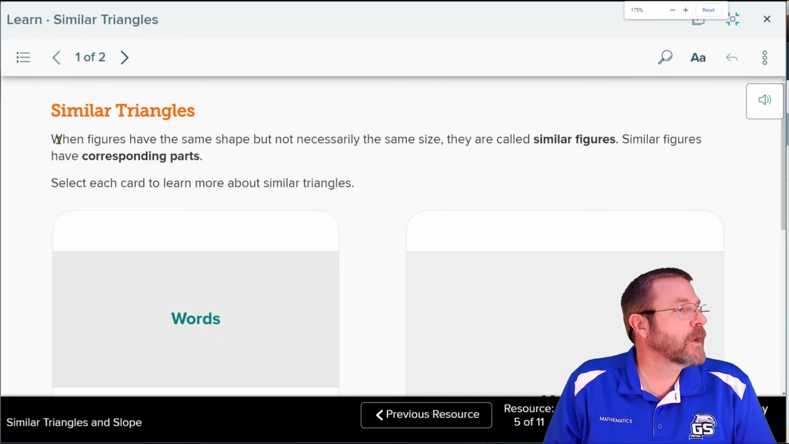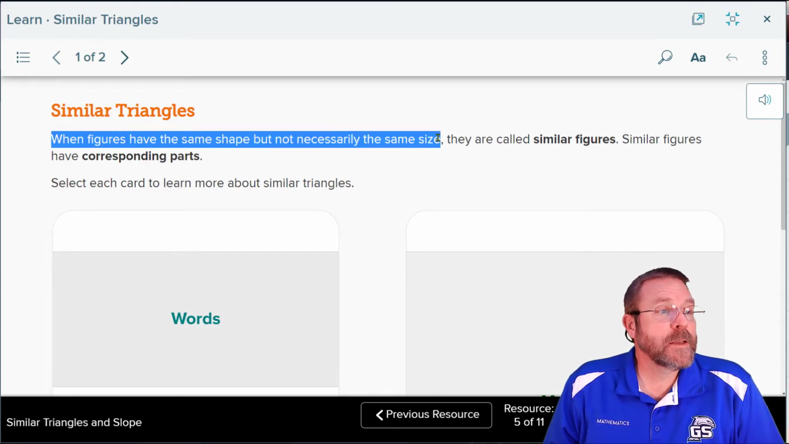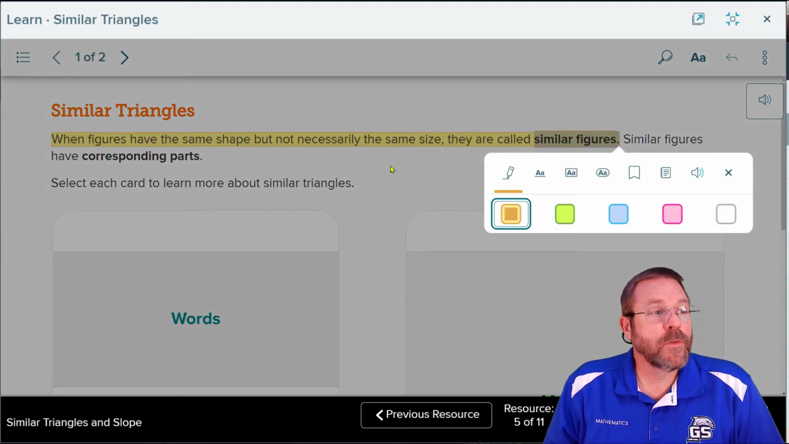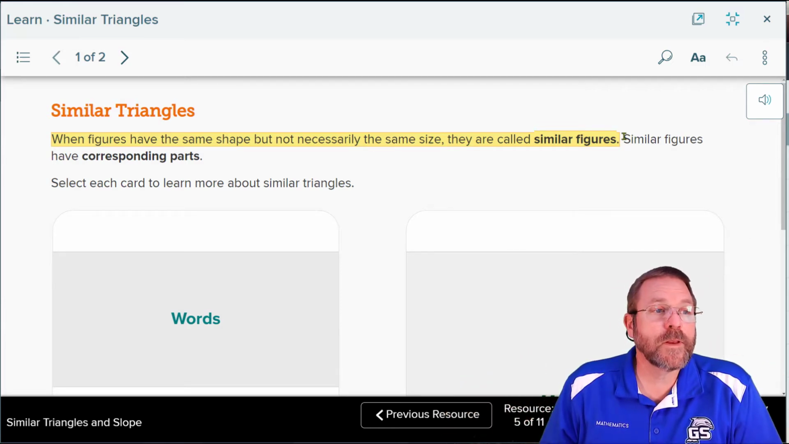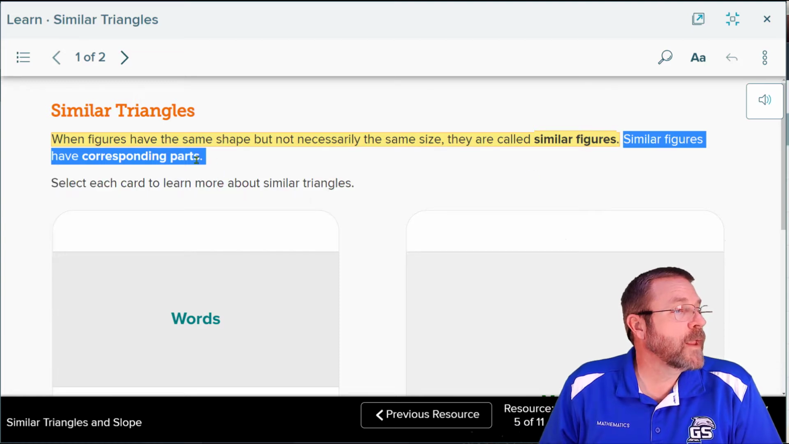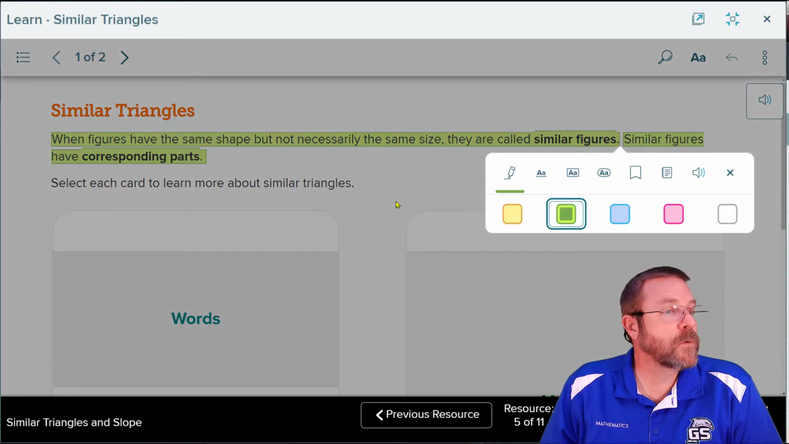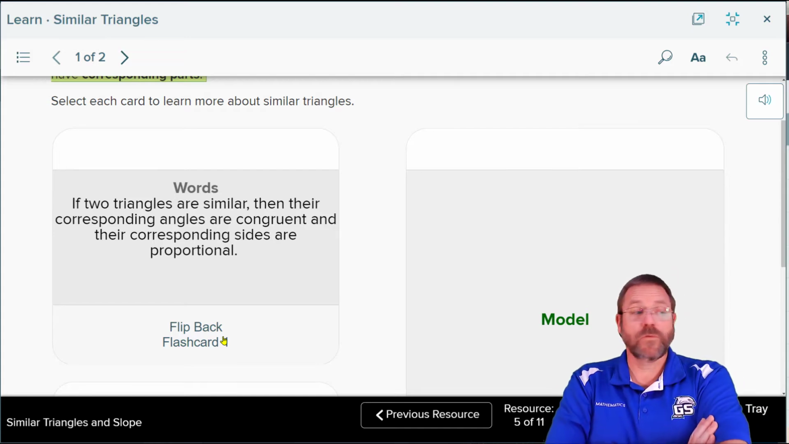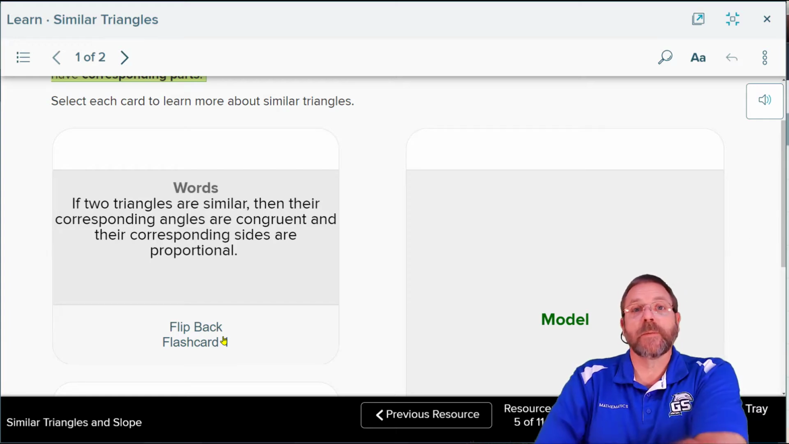The first definition we're going to have is similar triangles. When figures have the same shape but not necessarily the same size, they're going to be called similar figures, meaning that the ratio between the side lengths is going to be the same and the angles are going to be the same. Similar figures have what we refer to as corresponding parts, and I do need to make that one green as well, because that's the color we choose for our definitions. So in words, we can see that if two triangles are similar, then their corresponding angles are congruent and their corresponding sides are going to be proportional.